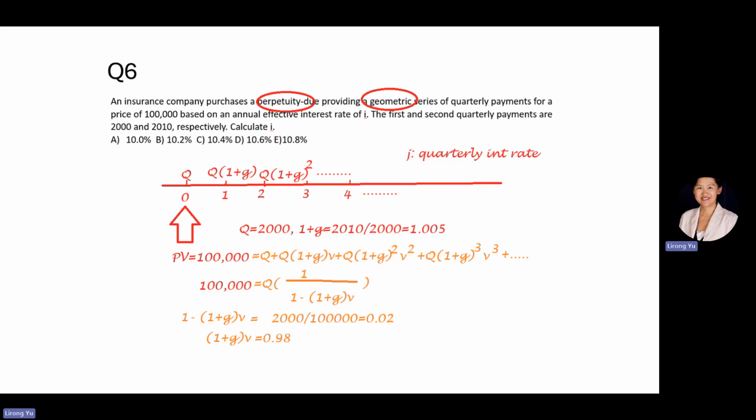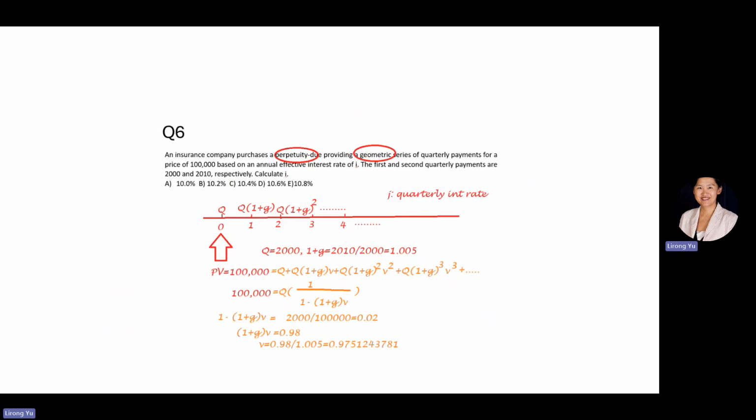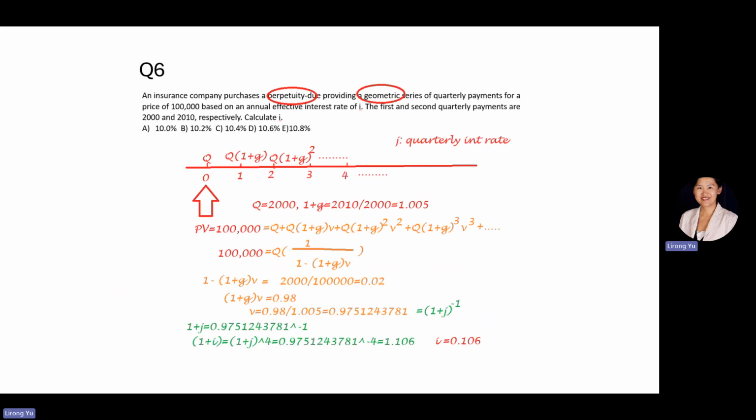So multiply both sides of the equation by the denominator. Okay, and then divide by the Q, equal to 2000. So 2000 divided by the 100,000 gives you the actual number for 1 minus 1 plus GV. So subtract both sides of the equation from 0.02. We get 1 plus G times V is 0.98. Then we know that G is 0.05, so 1 plus G is 1.05. Now that's our V. That's the discount factor quarterly, because the payments are made quarterly, okay?